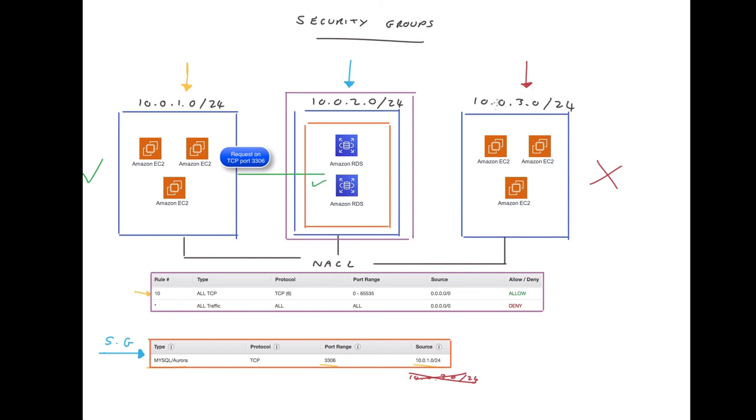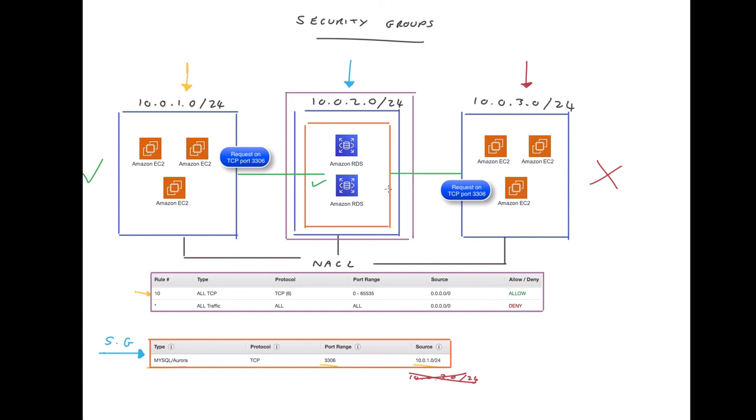Now, if we look from this subnet here, the 10.0.3.0, and do the same thing, where these EC2 instances are trying to communicate with the RDS and Aurora instances using port 3306, let's follow the same process. So the request is sent, it hits the NACL. The NACL says, are you running TCP within this port range from any source? The answer is yes, so access is allowed.